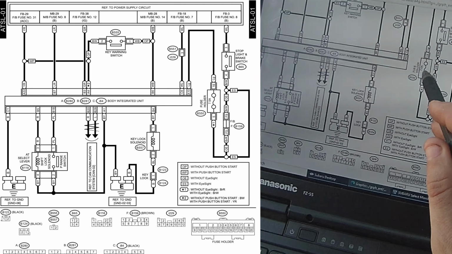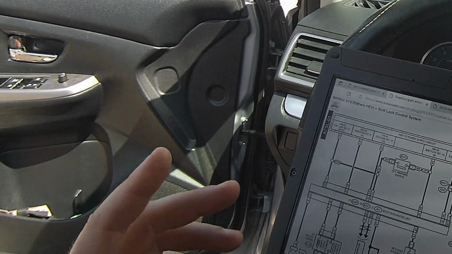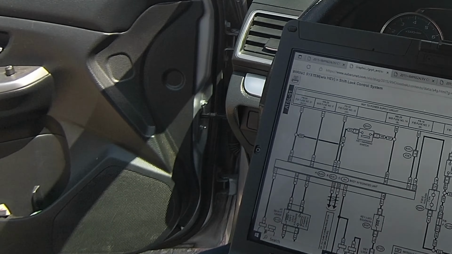Let's do the simple thing right now. Let's just check our fuses. The first thing you should do in anything with a chart. I'm in the shift lock control system. I have a shift lock problem. Here's all the identified fuses. Let's go ahead and check those fuses.